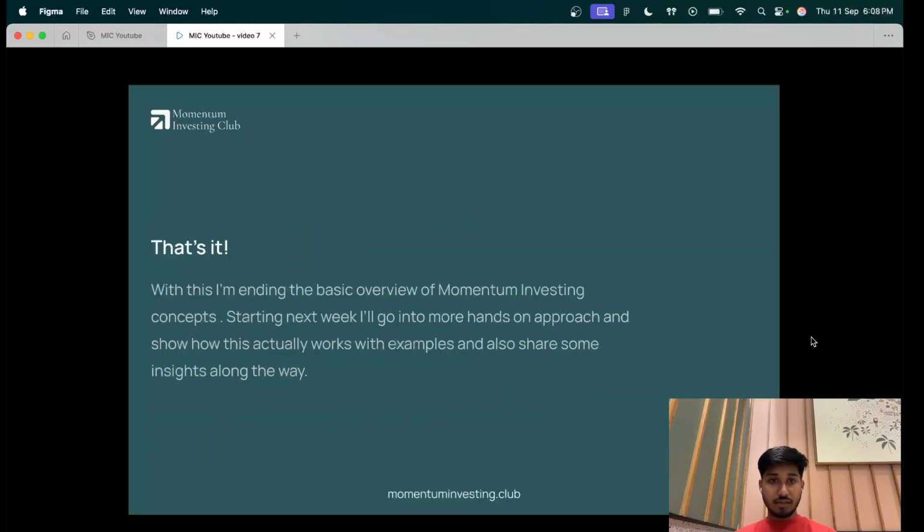So that is everything for an overview about exiting a momentum portfolio. With this, I'm ending the basic series, which was about the concepts of momentum investing. Next, I'll start with a more hands-on approach and show you how this works in markets. I'll show you real life examples, how things work in practicality, and also share some insights along the way. So better things planned ahead.